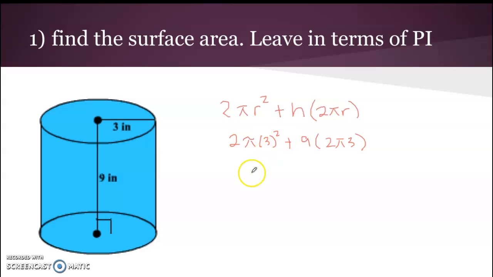So 3 squared is 9, 9 times 2 is 18 pi. And then go ahead, enter everything but not the pi. 2 times 3 is 6, 6 times 9 is 54. Now we're going to add these two numbers together because they're like terms. They both have a pi. This is 72 pi inches squared because we're dealing with surface area.